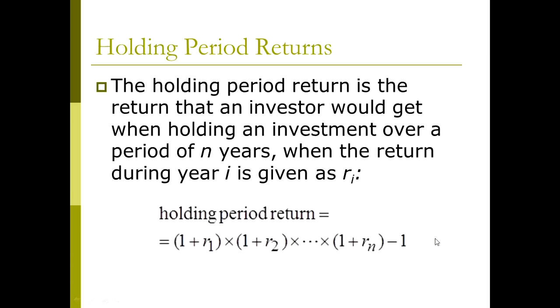Alright, the next idea is holding period return. Sometimes you will hold a stock for multiple periods, for example, 10 years. How do you calculate the holding period return of the stock over the 10 years? Here is the formula. For each period you have a return: return 1, return 2, until return n. You multiply each period's one plus return, then subtract 1. That is your holding period return.